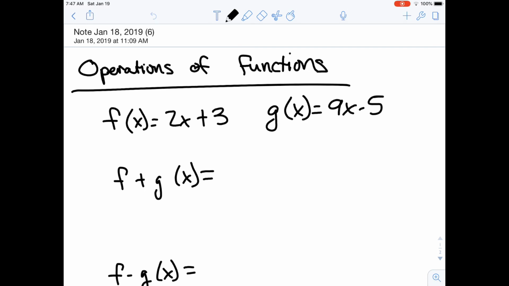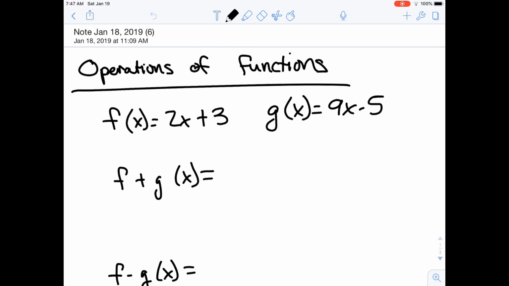In today's video, we're going to be covering how to do operations with functions. So this is like f plus g of x, f minus g of x, f times g of x, f divided by g of x. They're going to give you a function for f, and they're going to give you a function for g. And so you just follow your operational rules for this.